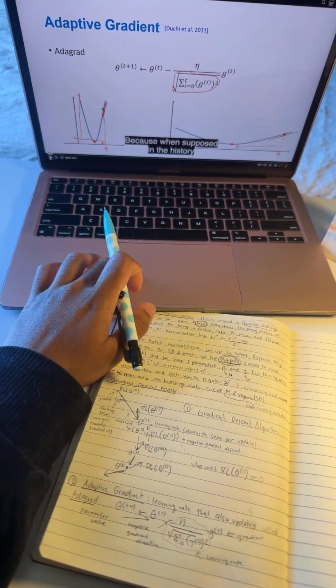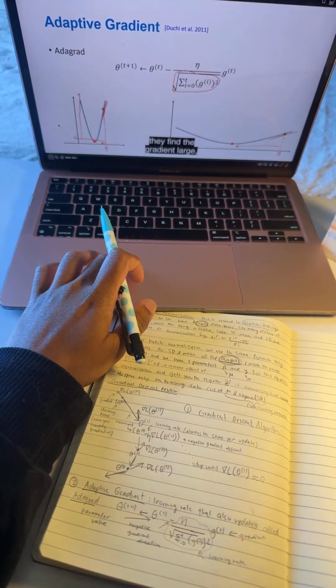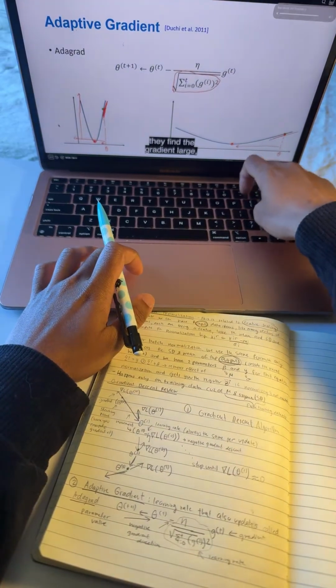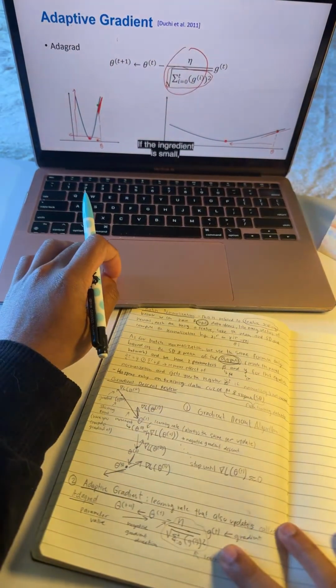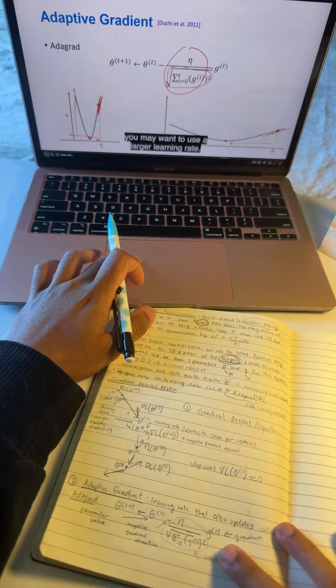And suppose in history, they always find the gradient is large, so that you use a small learning rate. If the gradient is small, then you may want to use a larger learning rate.